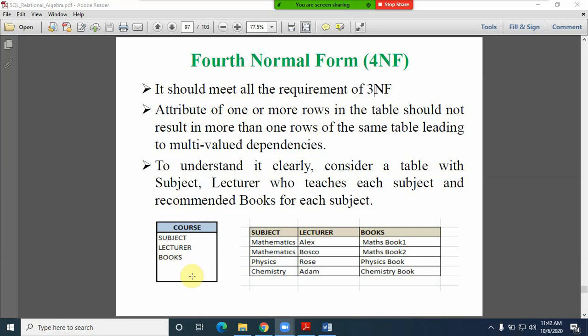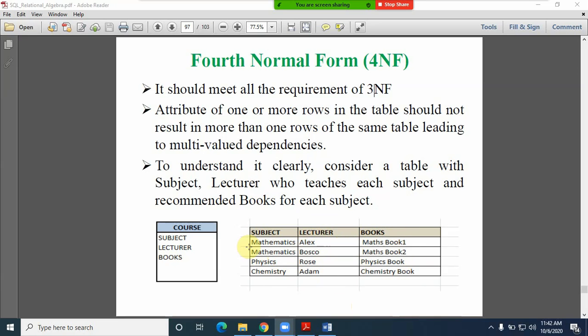Whatever attributes we are talking about in the table should not result in more than one row of the same table, leading to multi-value dependency. One simple example I am taking, friends. Here we have multiple subjects, like mathematics, physics, and chemistry, and we also manage who is handling those subjects and the related books.